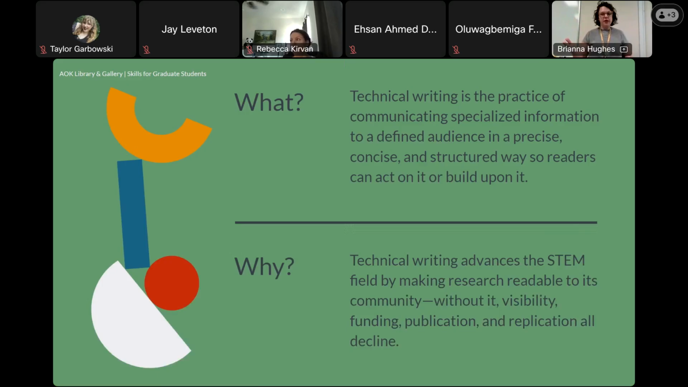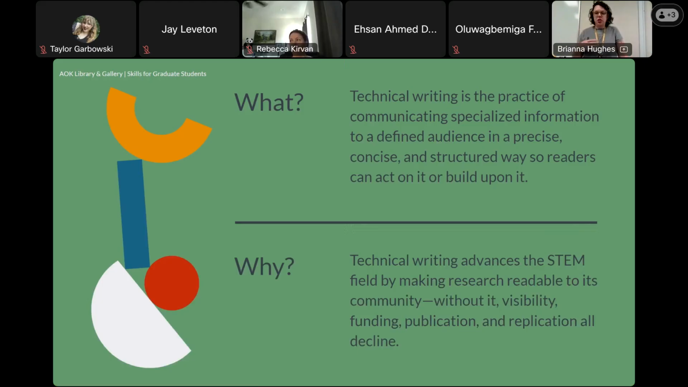So to start with the definition, technical writing, also sometimes called scientific writing, but they're not necessarily mutually exclusive. But technical writing communicates specialized information to a defined audience in a precise, concise, and structured way so that readers can easily access it and act on it.